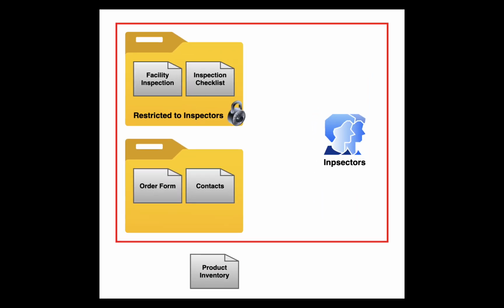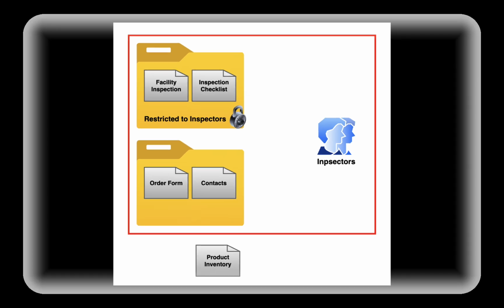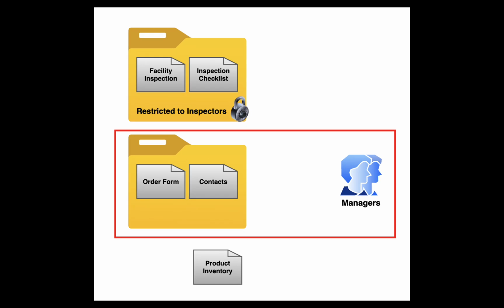In this example, the screens in the folder that are restricted to the inspectors and in the unrestricted folder will be available to all users in the inspectors group. The product inventory form will not be seen as it is not assigned to a folder. In the next example, users in the managers group will only see screens in the unrestricted folder. And again, the product inventory form will not be seen as it is not assigned to a folder.